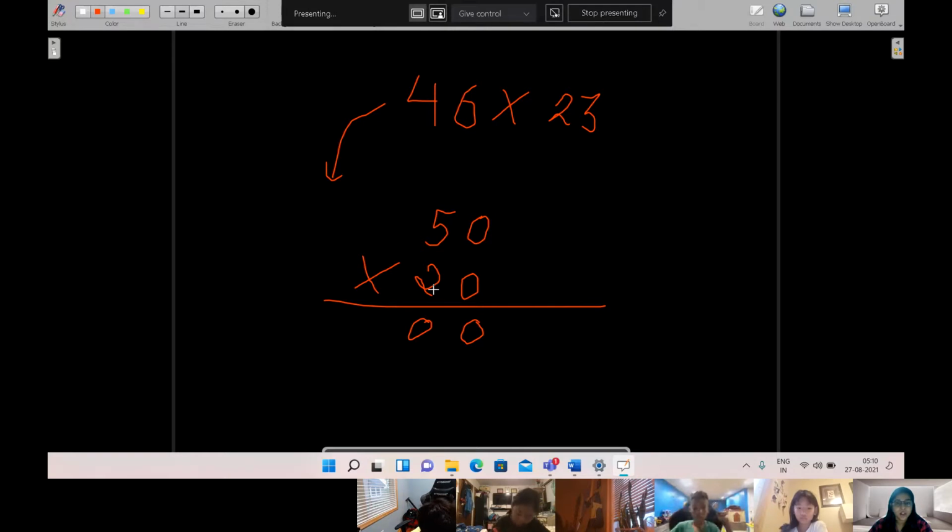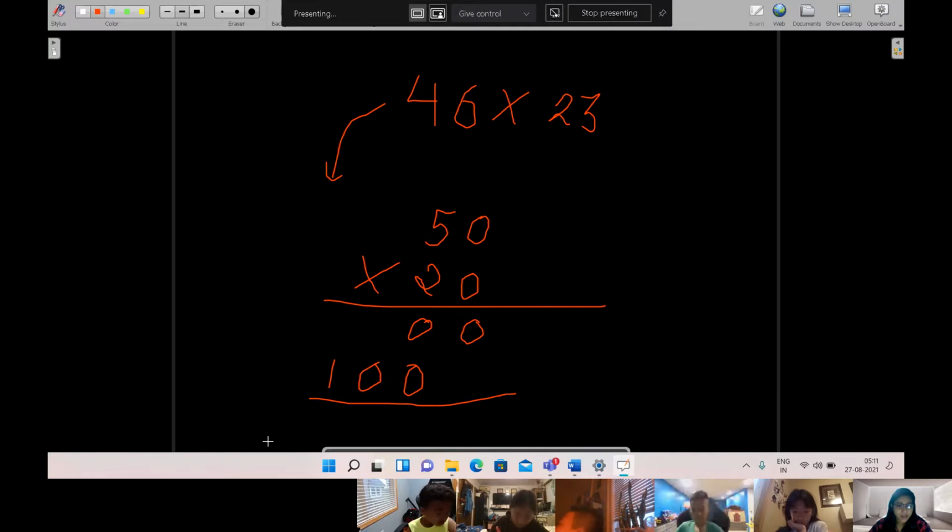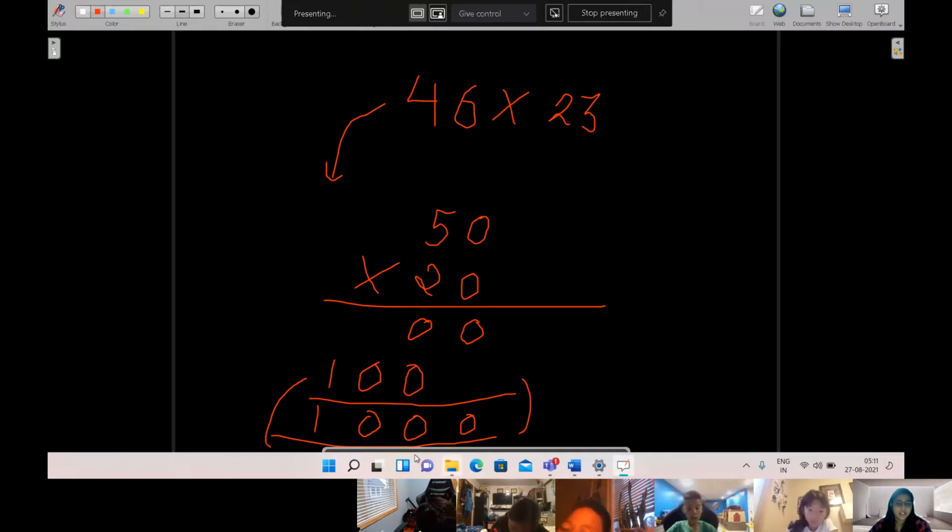Now, if we multiply with 2, from where have we started? It was 0, the second 0. 2 multiplied with 0 becomes 0. And 2 multiplied with 5 becomes 10. Very good. So now we have to add. 0, 0, and 0. And then 1. So that is 1,000. Yeah, the answer is 1000.